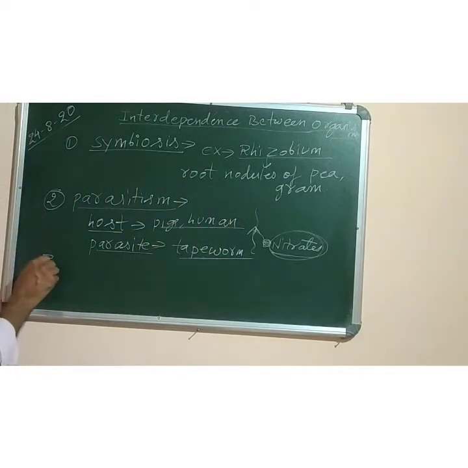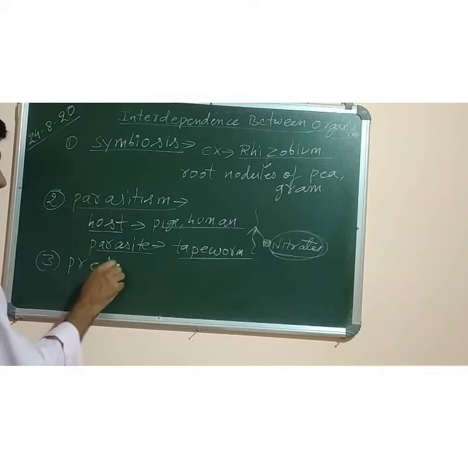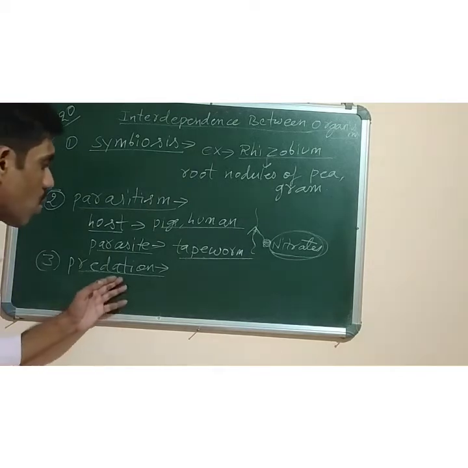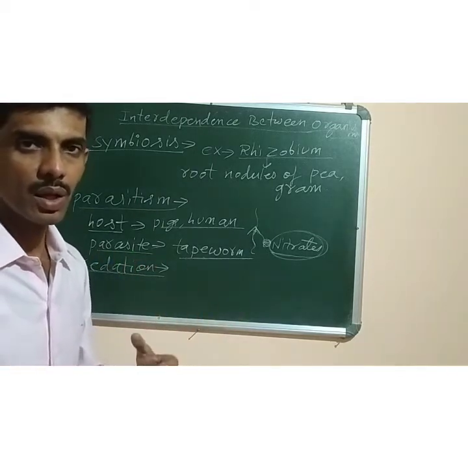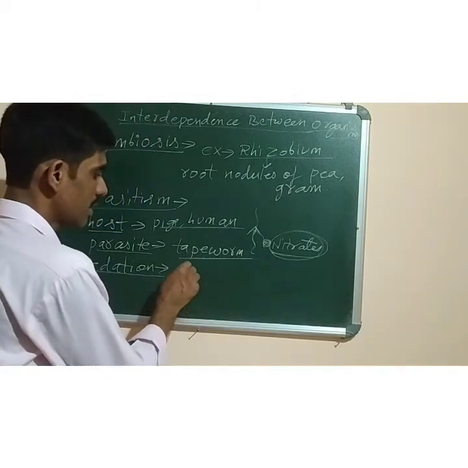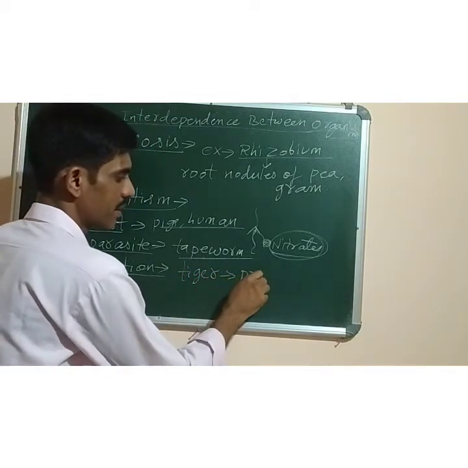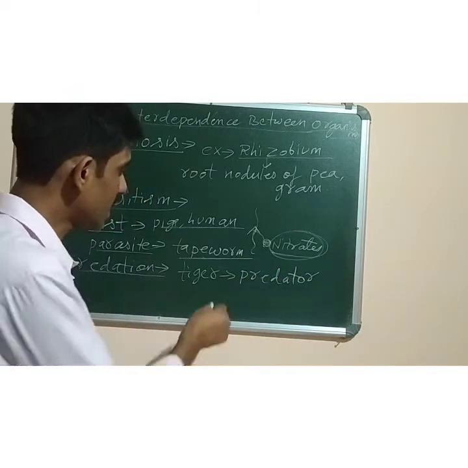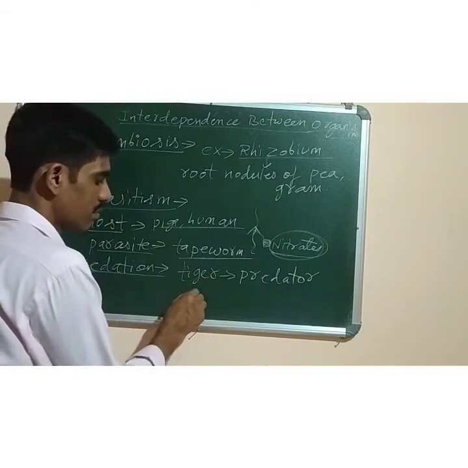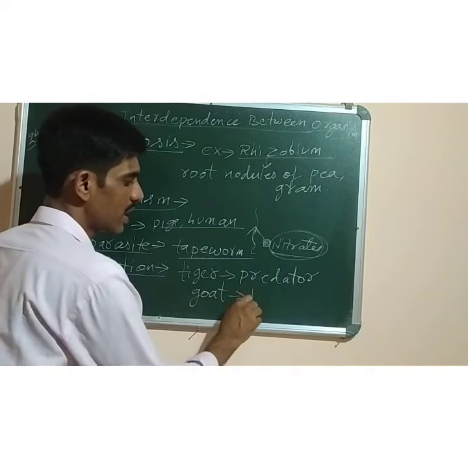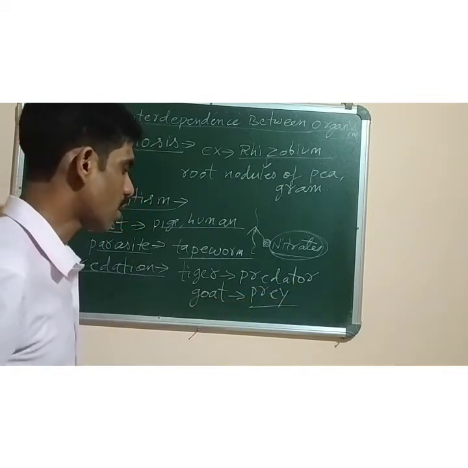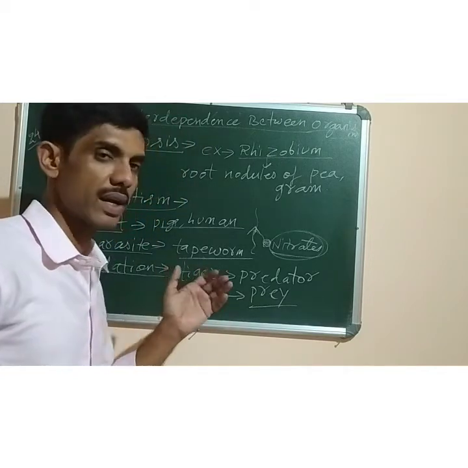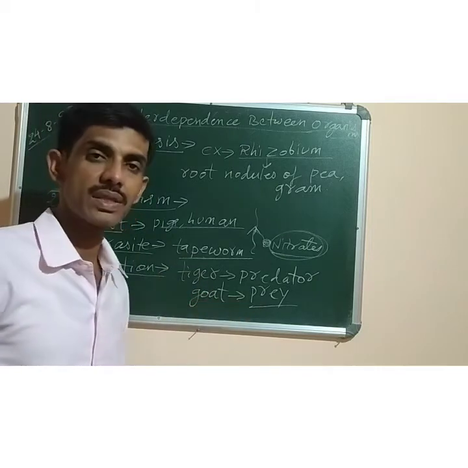Then the third one is predation. Predation means a type of relationship between two organisms in which one is eaten and the other one eats. For example, a tiger is a predator. Predator means that organism which feeds on others, and suppose it feeds on a goat. The tiger will eat the goat, so the goat is the prey. So what is prey? Prey is the organism which is eaten by some other predator, like the goat is eaten by the tiger. So here the tiger becomes the predator and the goat remains the prey.